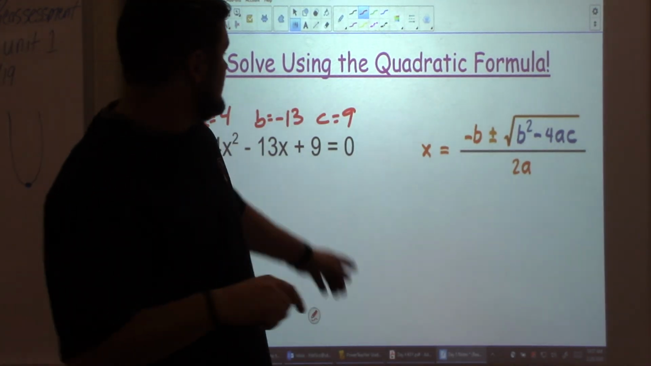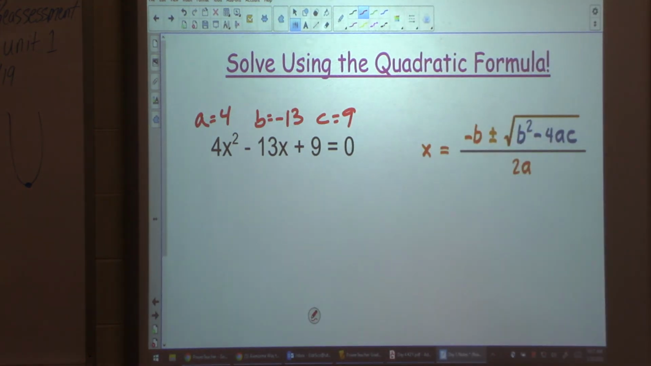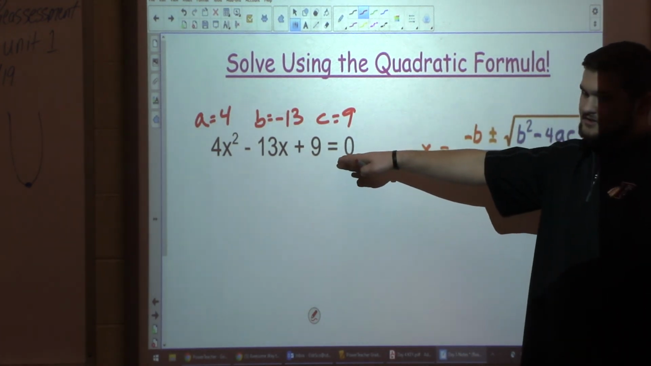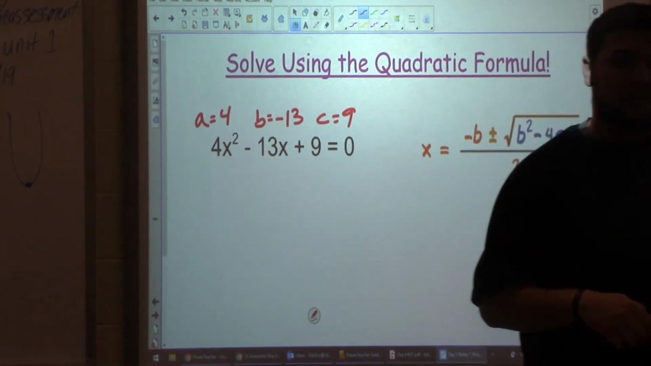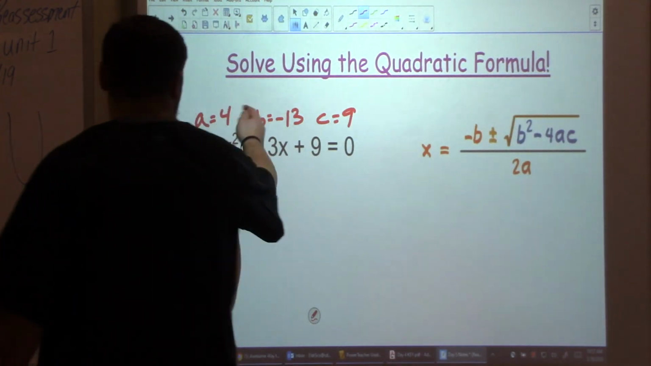Now notice, what do you notice with this equation? It is in what form? Standard form. It needs to be in standard form to use the quadratic formula, and it needs to be equal to 0. I know that's part of standard form, but it must be equal to 0 to use the quadratic formula. So all we're going to do is plug these values in.